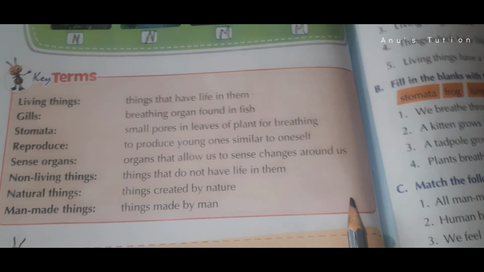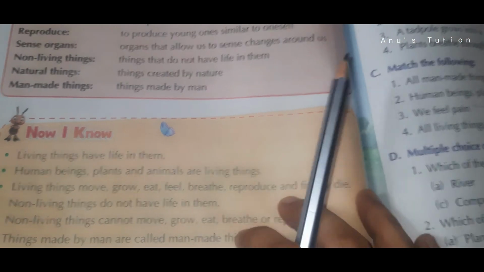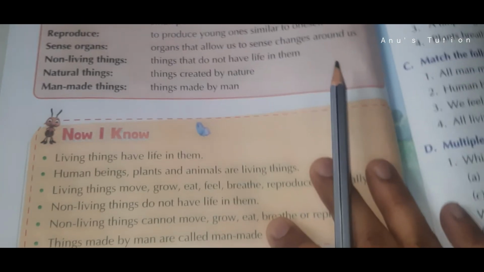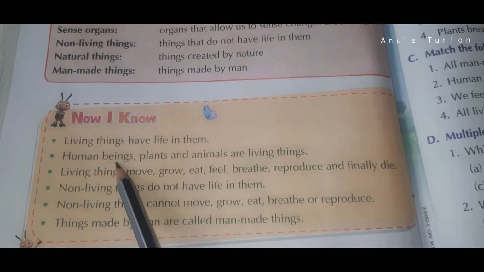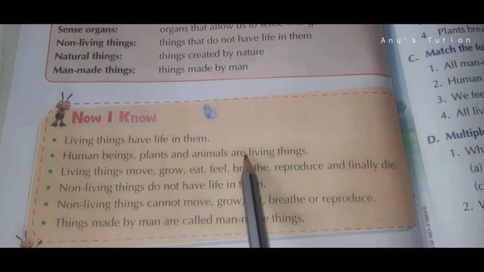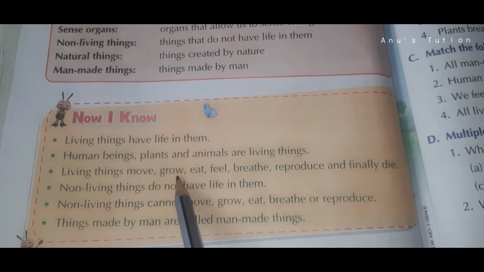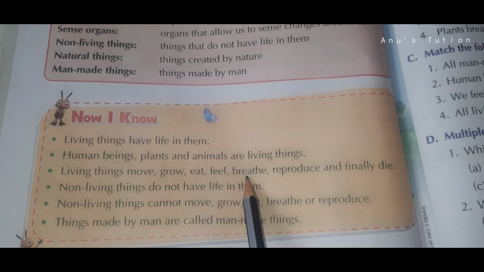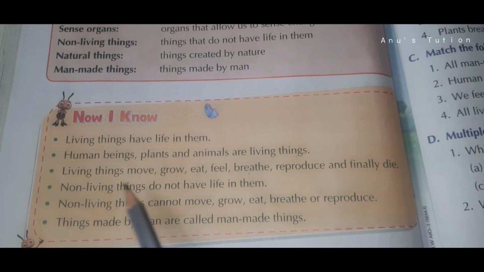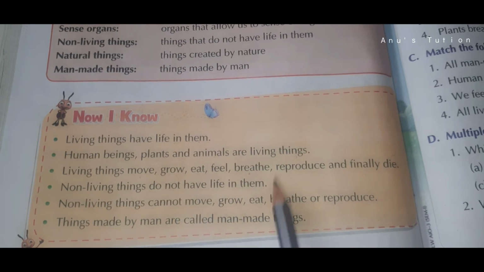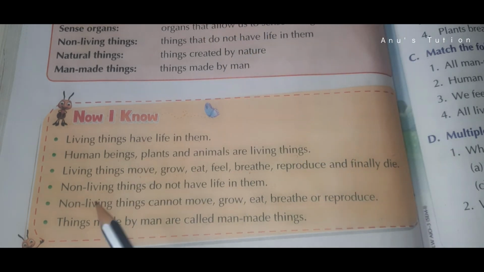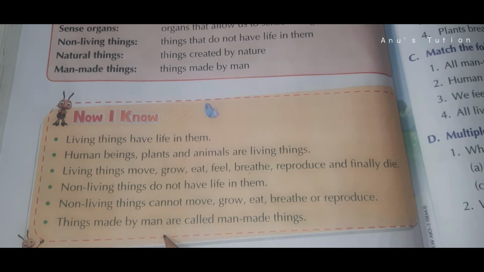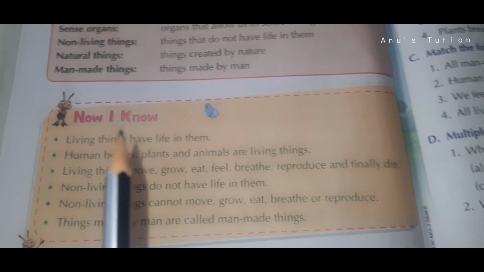Okay, next, there are some other important points, we will discuss those also. Living things have life in them. Human beings, plants and animals are living things. Living things move, grow, eat, breathe, feel, reproduce and finally die. Non-living things do not have life in them. Isn't it? I don't know how much life this pencil has. Like that. Non-living things cannot move, grow, eat, breathe or reproduce. Things made by man are called man-made things.